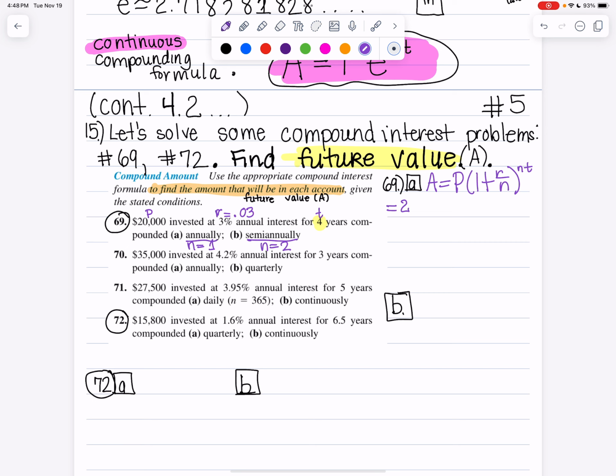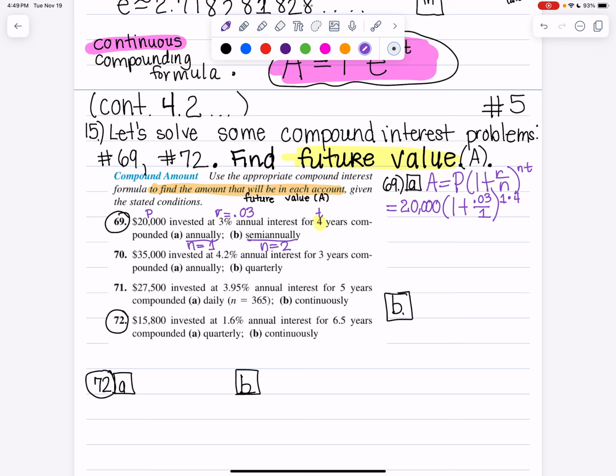We said 20,000, right? Times 1 plus our rate, 0.03, divided by our N, which is 1 because it says annually. All of this is raised to N times T, and our time is 4. Y'all, I'm stressing, please do not round early because my math lab is going to mark it wrong and you're going to get the wrong answer. So just break this down.